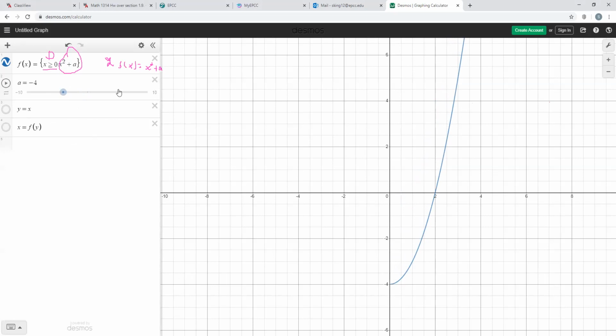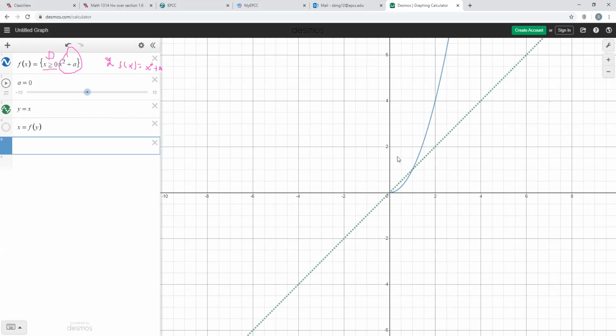Okay, and what I wanted to show you all is, let me go back to the most simple case, and that's when a equals 0. So it's just x squared, and it's again only half of that parabola because of the domain restriction. So then I want to turn on the basic parent function of a slanted line, y equals x. So remember, everyone, I'm going to emphasize a point on x squared, the blue graph.